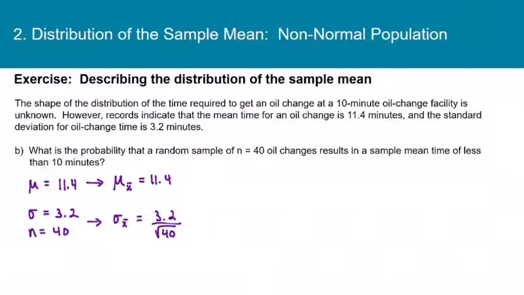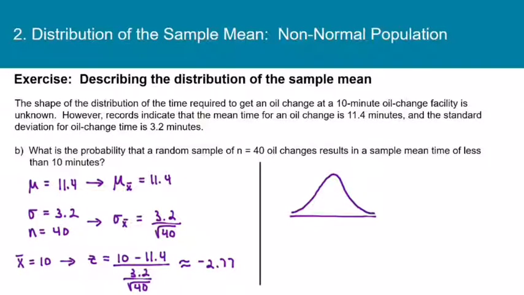Now we can find a z-score for x bar equals 10 minutes. When x bar equals 10, z equals 10 minus 11.4 over 3.2 over the square root of 40. Putting that in the calculator, we find that z is approximately negative 2.77. Now we want to sketch this on our standard normal curve. Negative 2.77 will be way over here to the left, and we want the probability that x bar is less than 10 minutes, so we'll shade the area to the left of that z-score. If you look at your z-table, you'll find the area to the left of negative 2.77 is 0.0028.